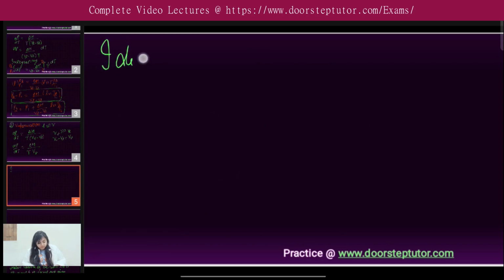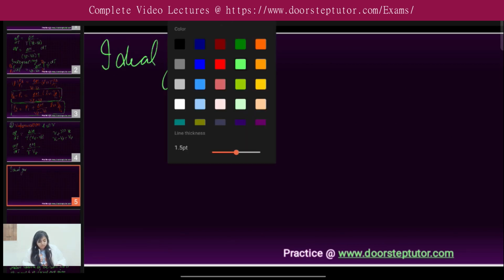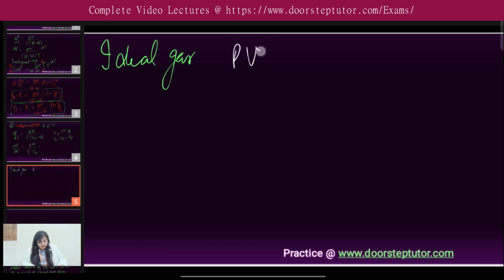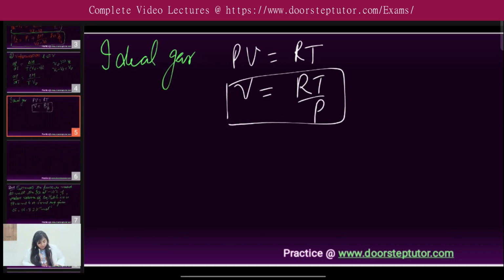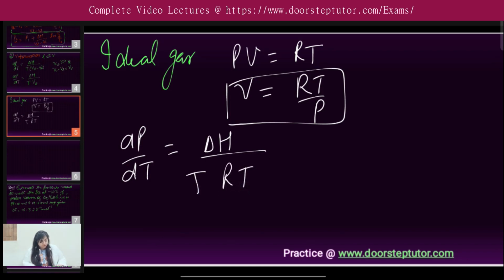Now we know that the gases we generally take are ideal gases. So for the ideal gas, the equation PV equals nRT, or PV equals RT for 1 mole of the gas, is followed. So the volume of the gas comes out to be RT by P. Just substitute this in the previous equation. So dP by dT becomes equal to delta H upon T into the volume of the vapor, that is RT upon P, and that P will go in the numerator. So this becomes equal to delta H into P upon RT square.